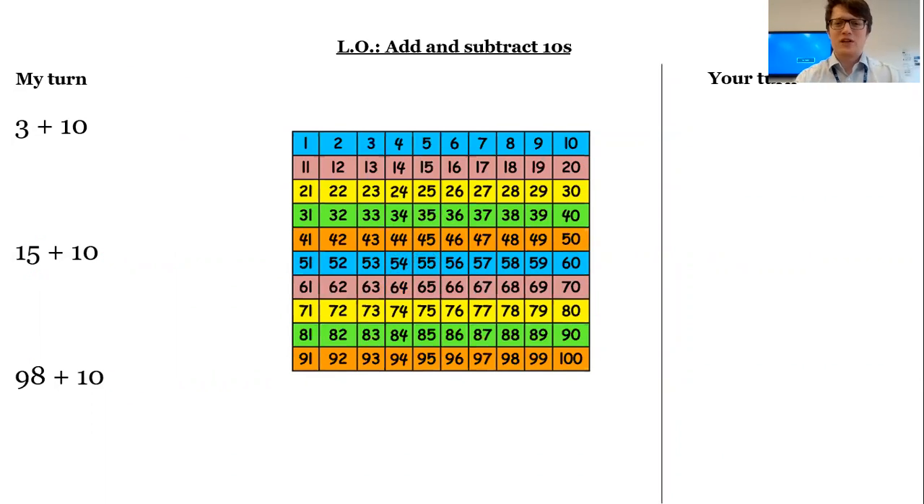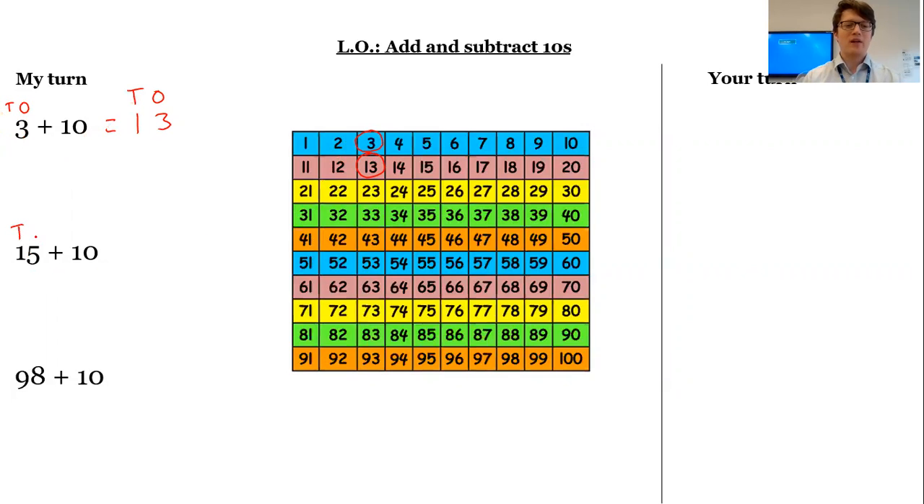What about these examples then? Slightly stranger examples maybe. So with 3 add 10, well, we've got to think at the moment, I've got no 10s. I've got 3 ones, I've got no 10s. So if I add 1 10, well, I've still got 3 ones. But if I add my 1 10, now I've got 1 10 and 3 ones, which is the number 13. So from 3 we go to 13.